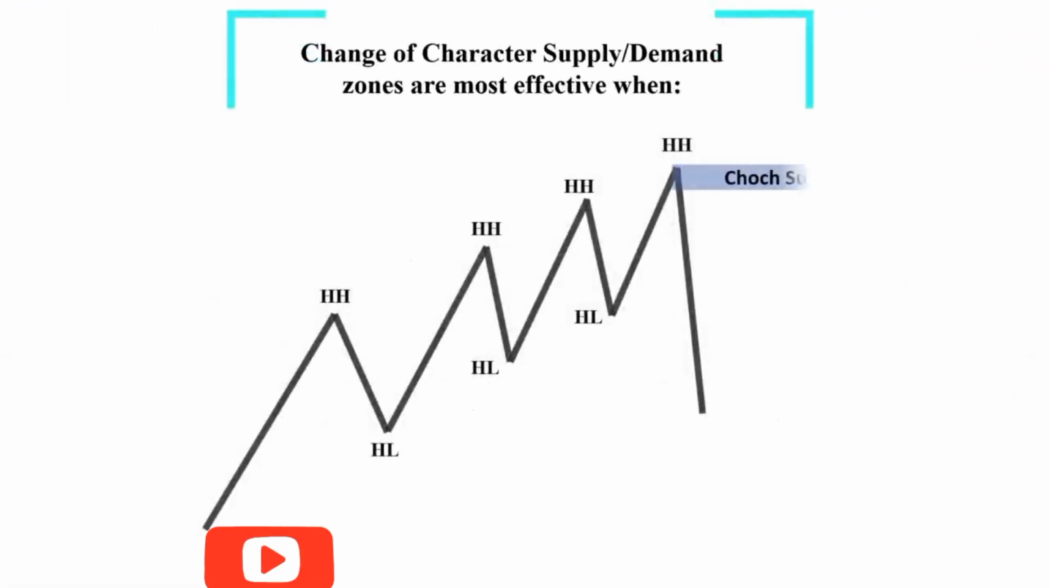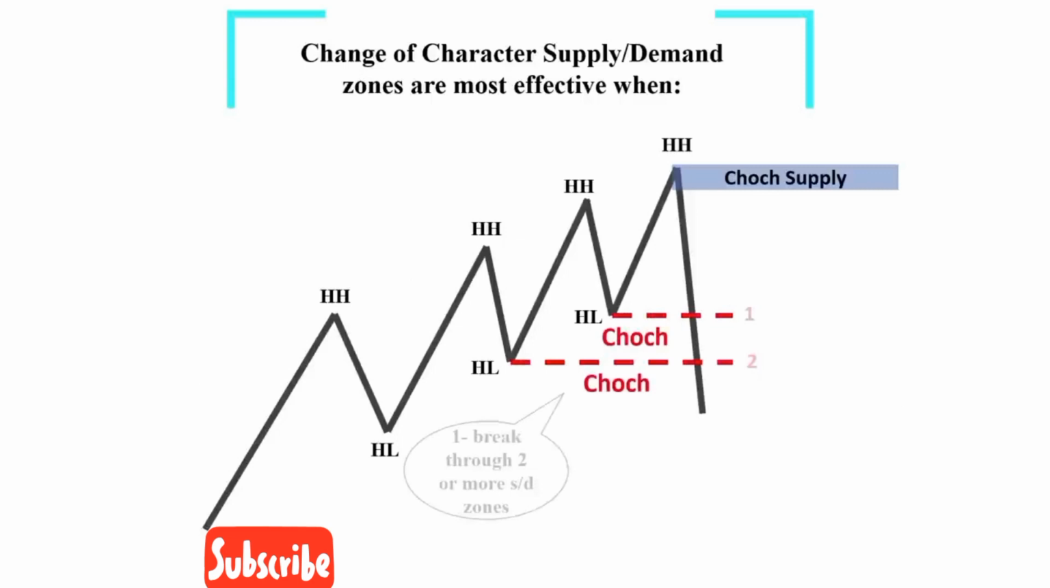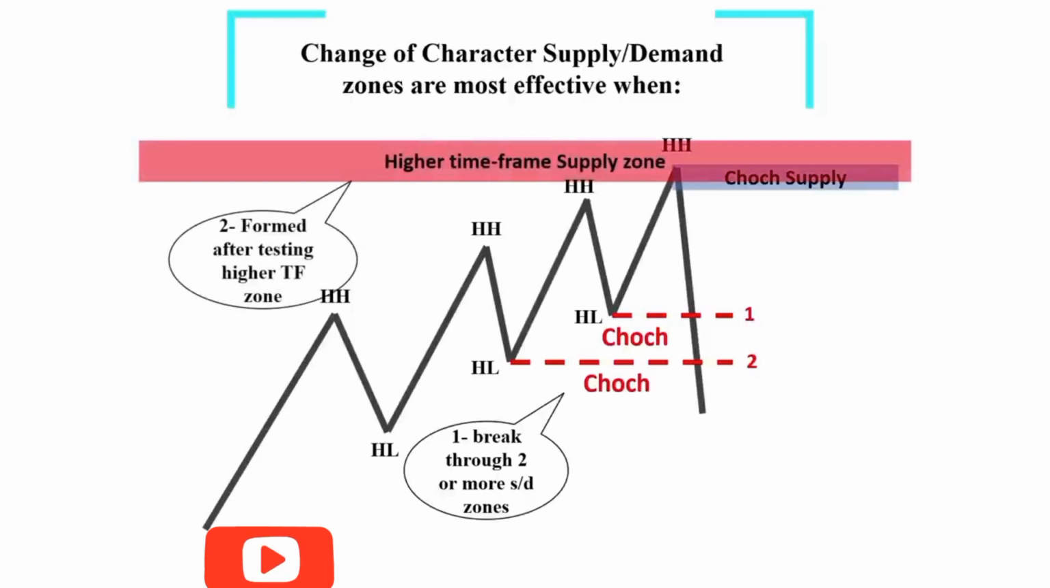Change of character supply and demand zones are most effective when they break through two or more supply and demand zones. Change of character forms after a higher time frame mitigation. Price impulsively breaks through the zones with a few large candles.